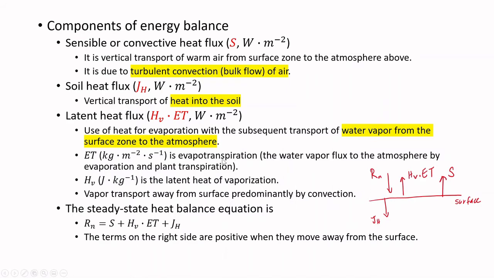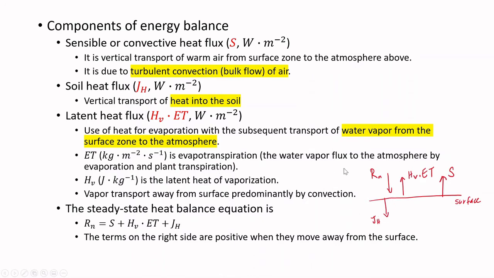So you have a convective heat flux S moving out due to the bulk movement of air, and you have a latent heat flux due to the water vapor movement from the surface zone to the atmosphere. Then you also have the soil heat flux, the heat movement into the soil.